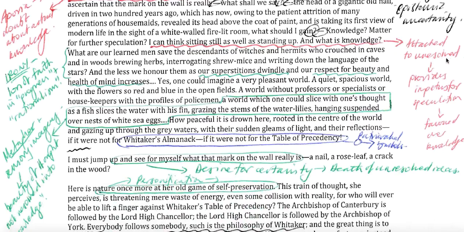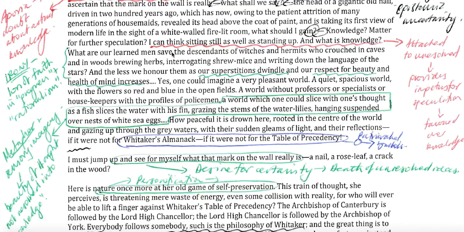So again, there's a demonstration, I think, here of the narrator's attachment to unresolved knowledge or unresolved truth, because it provides the impetus for speculation, and that uncertainty, or what we'd call epistemic uncertainty, is favoured over absolute truth or the illusion of absolute truth and certainty.